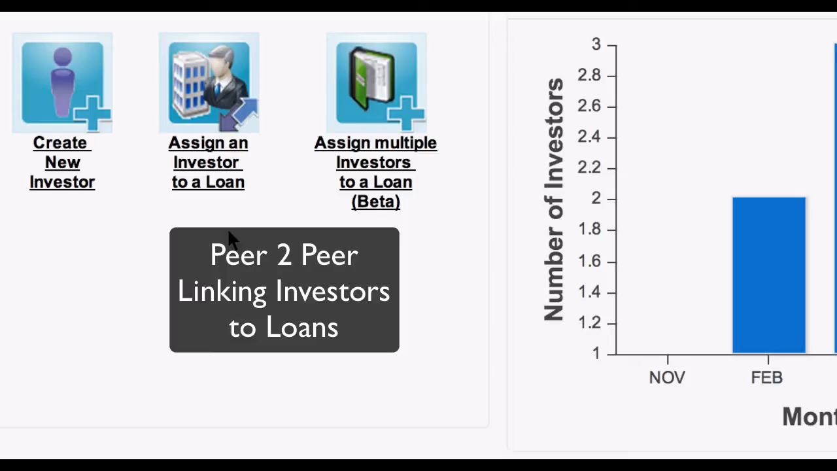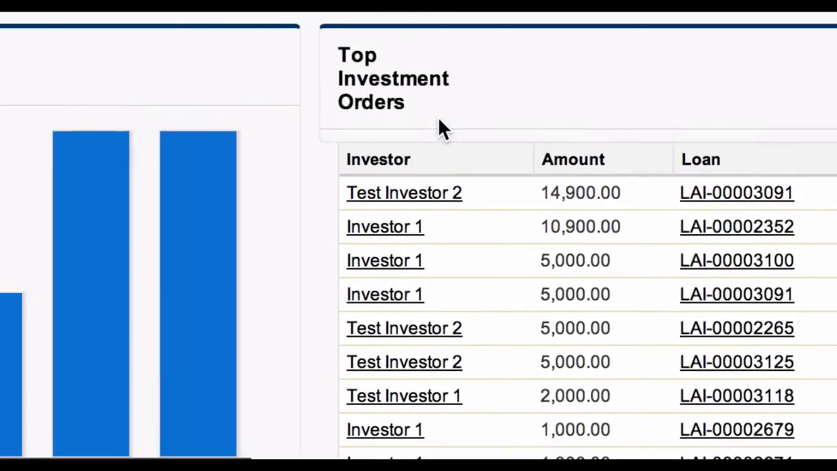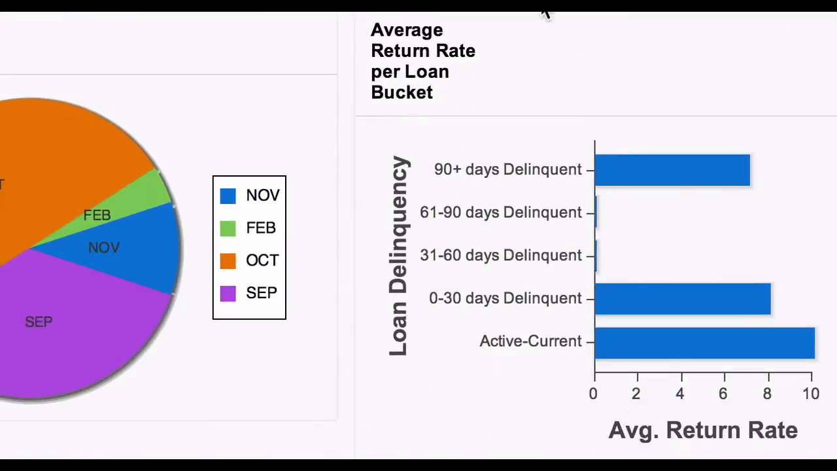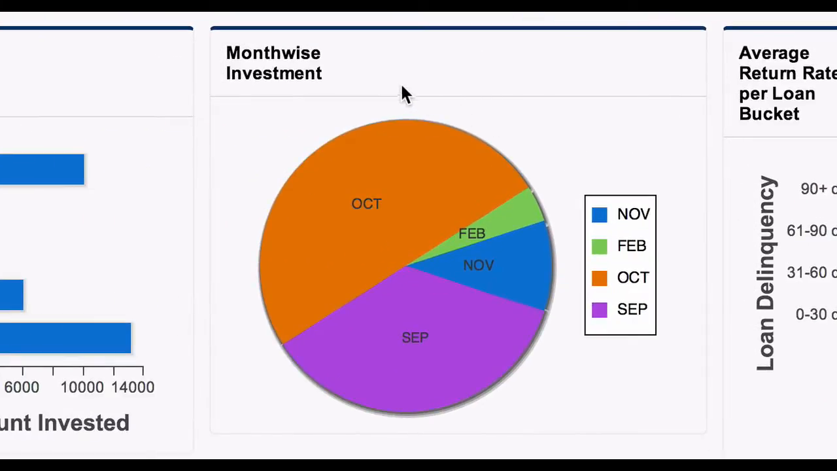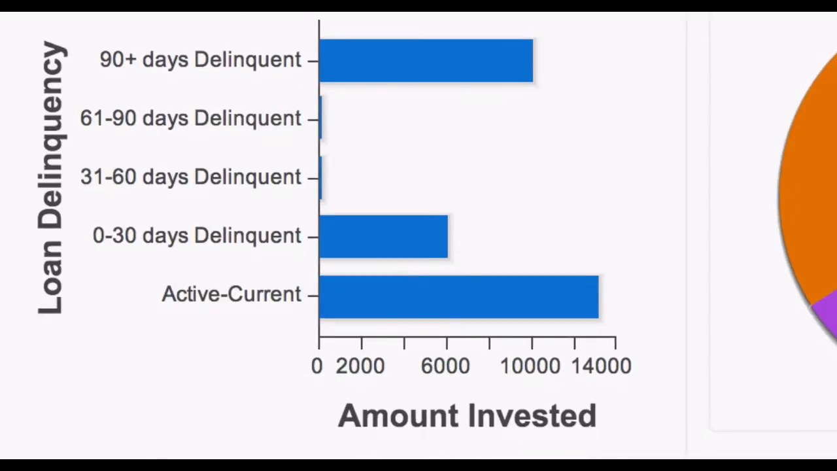So this is just the home page, and we can see various information about the number of investors that we've had, the top investment orders. So these are the investors who have invested this amount into these loans. And we've got things like average return rate on the loan per bucket, month-wise investment, and investment loans per bucket.